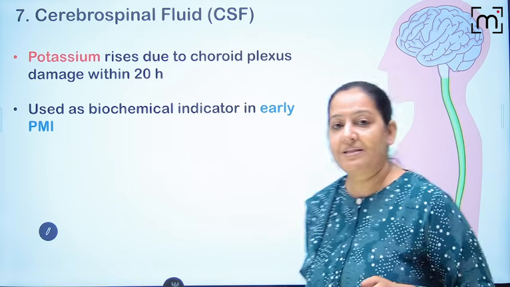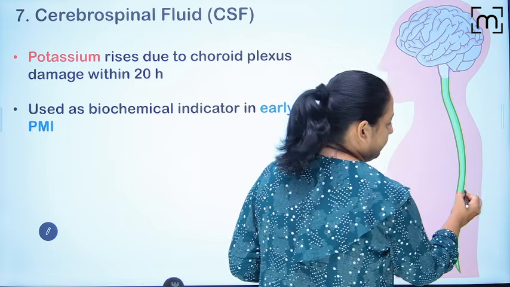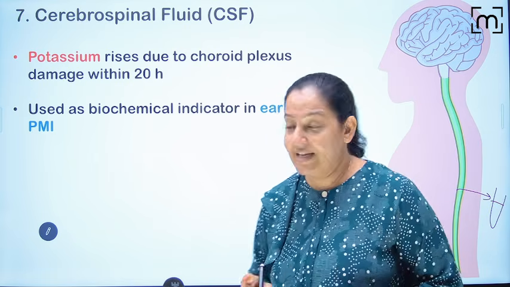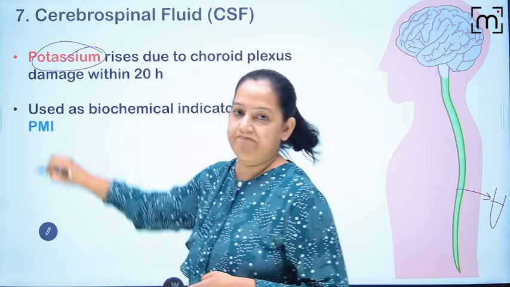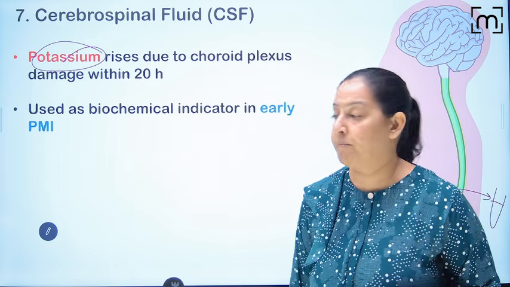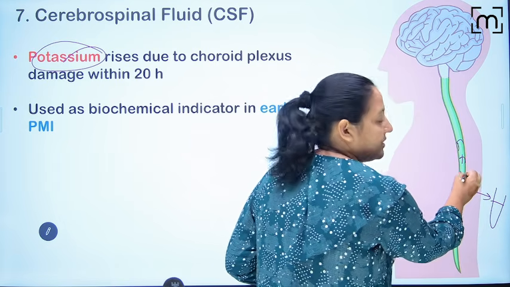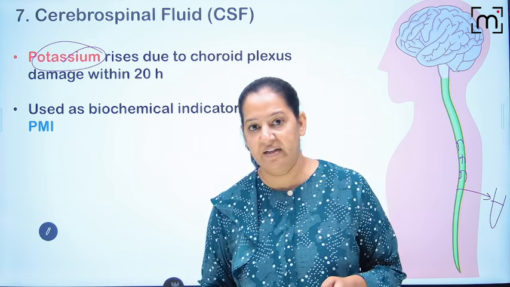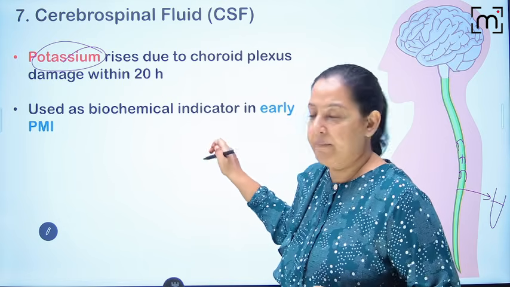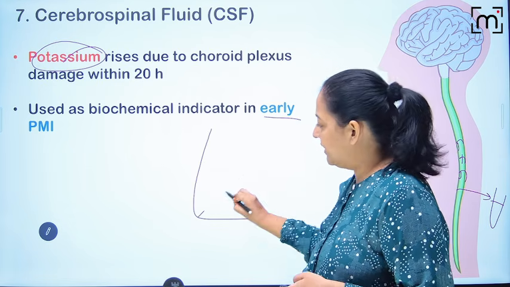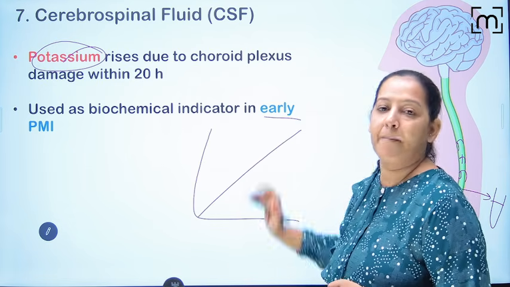We will aspirate the CSF of the dead body. We can do the lumbar puncture and aspirate the CSF into a test tube. In the CSF, we will look at potassium. Cerebrospinal fluid, we will see potassium. Potassium keeps on rising in the CSF up to 20 hours after death in a linear pattern. So it will tell us up to 20 hours. It will be useful in early PMI detection. So potassium increases in CSF linearly up to 20 hours.